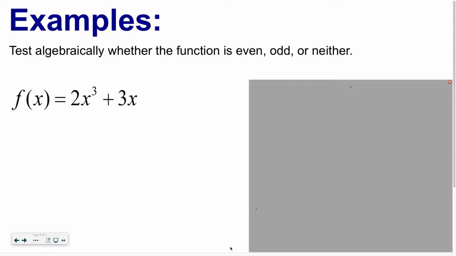So even though you're like, oh, well, duh, it's even, you need to show the steps out here. So let's do f of x equals 2x cubed plus 3x. And we want to decide, is this even, odd, or neither? This is my expectations of what I want to see going forward on quizzes and tests.